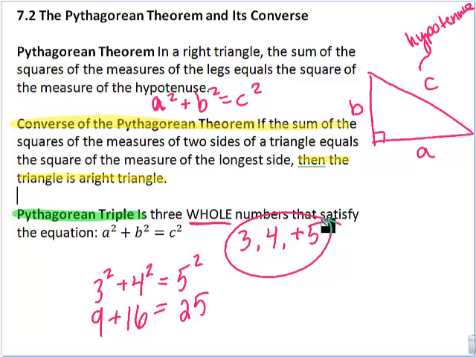So 3, 4, 5 is a Pythagorean triple because it works in our Pythagorean theorem, and the three numbers are whole numbers. They're integers. Okay. If we put decimals in here, it's not going to work. If we put fractions in here, it's not a triple anymore. They have to be whole numbers. All right, so this is what we're going to be doing. We're going to be using the Pythagorean theorem to find missing sides, and then I'll also give you three sides, and you'll have to tell me whether or not it forms a right triangle.